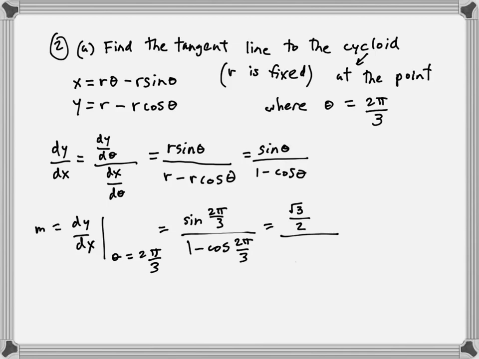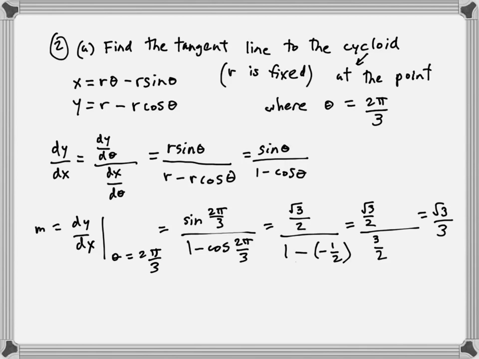over 1 minus cosine of 2 pi over 3. I know that's going to be a negative, and I believe it's negative 1/2. So this is equal to root 3 over 2 all over 3 halves, which ends up being root 3 over 3. Okay, so there we go. We got ourselves the slope.